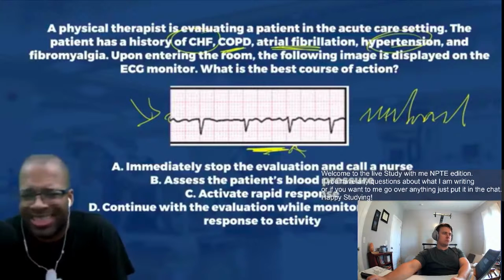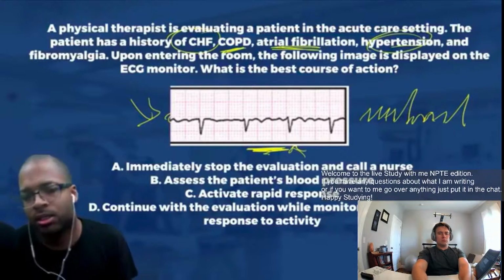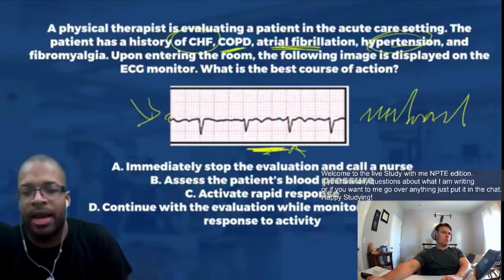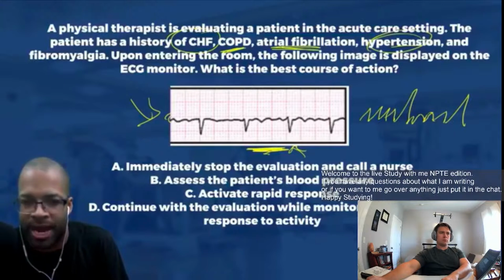But atrial fibrillation is erratic, all over the place. We've got a bunch of P waves just popping up. So what am I really seeing here? I'm not seeing a PVC. I'm seeing atrial fibrillation on this ECG. Now that I have an understanding of what's going on in this ECG reading, I need to determine, well, what is the best course of action given this clinical picture?